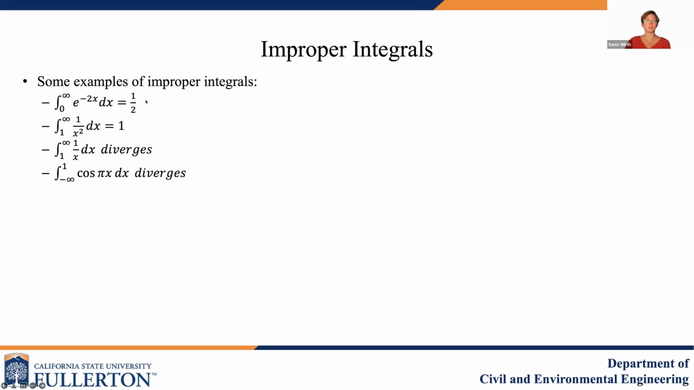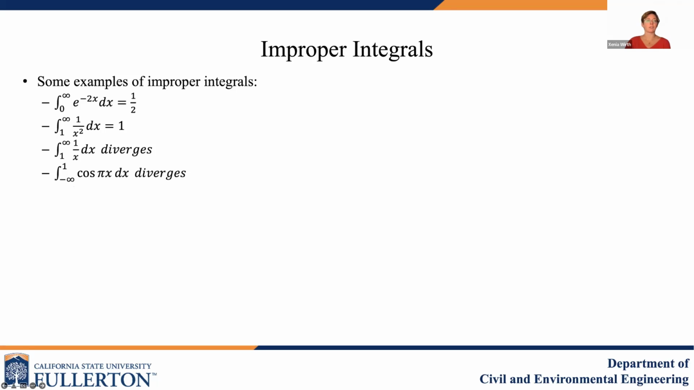Here are some examples of improper integrals that you might come across. The integral from 0 to infinity of e to the negative 2x dx equals 1/2. So if I do the analysis, it equals 1/2, so that converges to a finite value. Same thing for the integral from 1 to infinity of 1 over x squared dx. However, the integral from 1 to infinity of 1 over x dx diverges. It does not converge to a finite value.